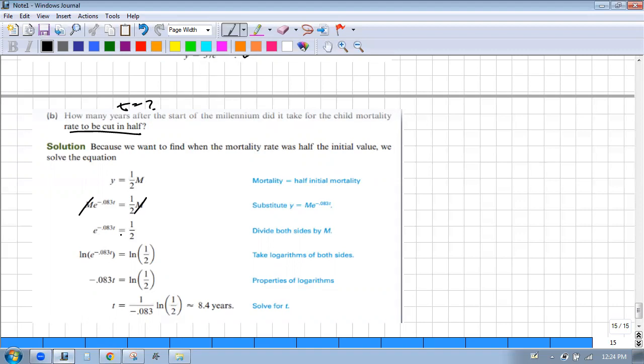Take the natural log of both sides, so the e goes away, and then divide by 0.083. And don't worry, you're not going to get a negative time here because the natural log of 1/2 is a negative number. The negatives cancel out. The log of anything between 0 and 1 is negative. After that, it's positive. So you get 8.4.